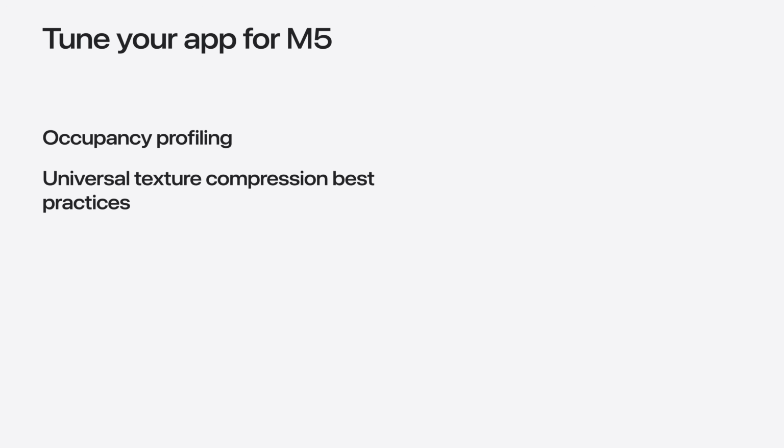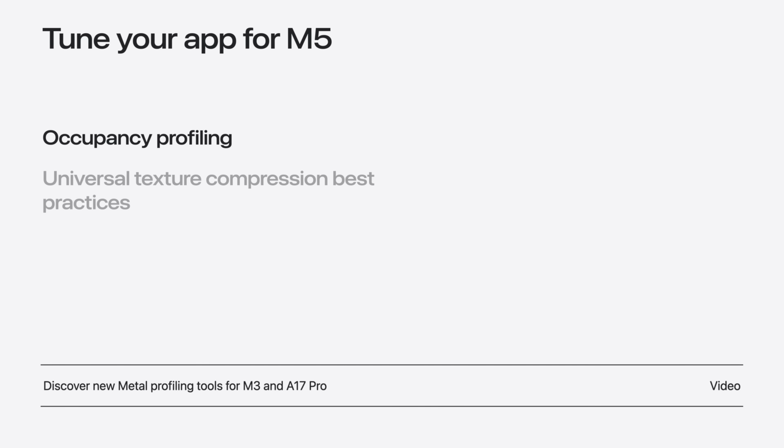M5 has a redesigned occupancy management unit with new performance counters. For occupancy profiling, I'll show you an updated workflow to identify and fix low occupancy issues using Xcode's new tooling. As we discussed earlier, compute shaders can now benefit from texture compression on M5, but there are cases where you might want to disable it. I'll show you how to identify those scenarios and make decisions based on performance data. For a deeper dive into occupancy profiling fundamentals, check out Discover New Metal Profiling Tools for M3 and A17 Pro.